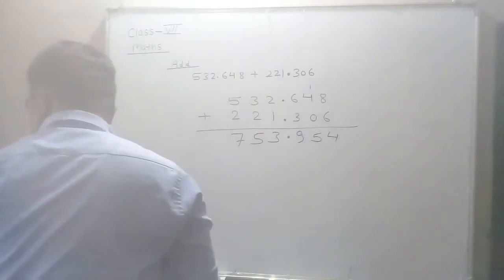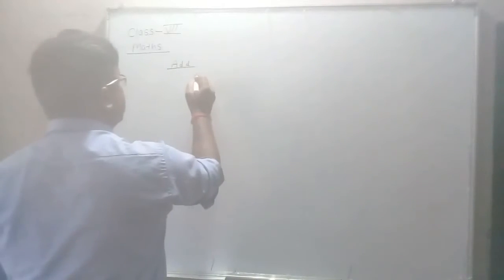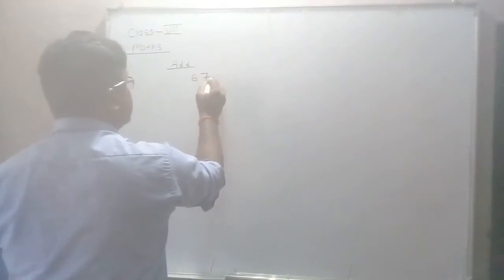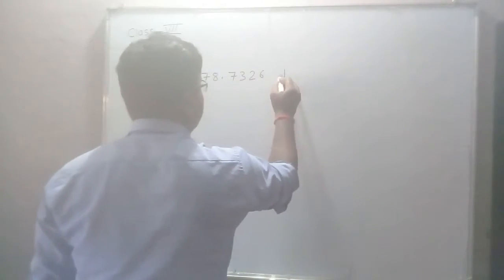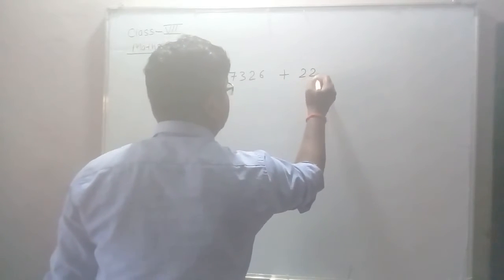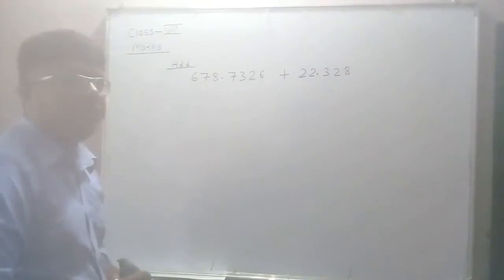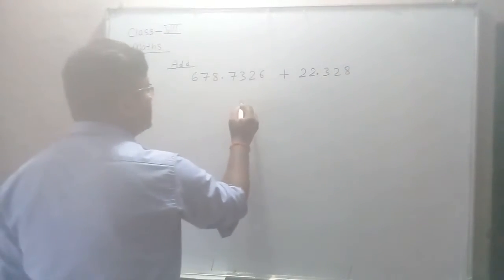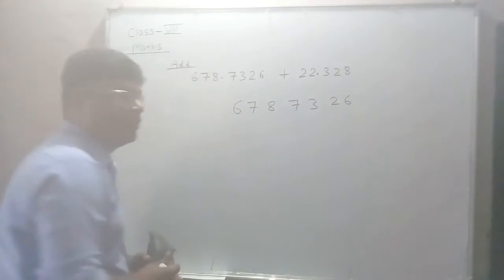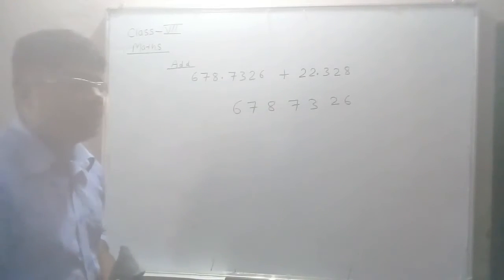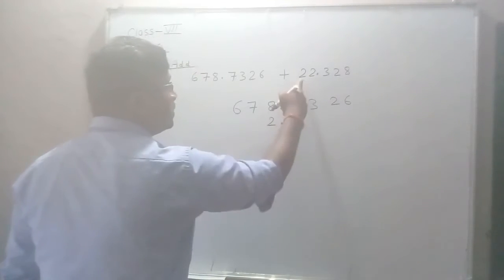Let's see one more example here. Suppose the question is 678.7326 plus 222.328, so we have to add it. Same process: we have to write 678.7326 first. After that, see the decimal and put the decimal here. So there is a 2.